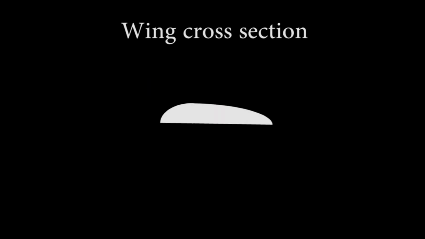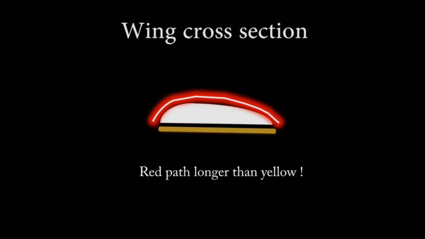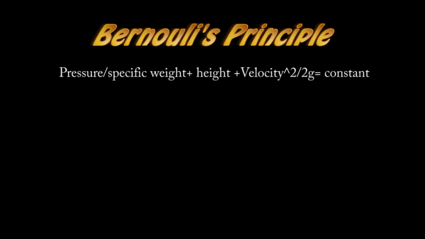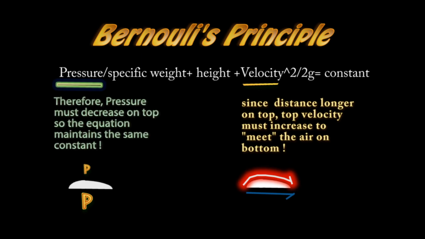Now you might ask yourselves, why is there a pressure difference on the wing? This is because the top of the wing is longer than the bottom. This forces the air on the top to move a longer distance. This longer distance on the top forces the top air to move faster to meet the air at the bottom. Putting all this into Bernoulli's equation, this forces the pressure to change accordingly, since it's the only variable that can change to yield the same constant.